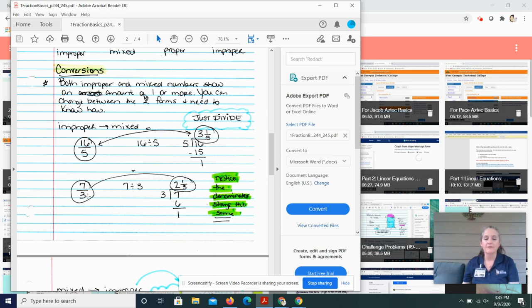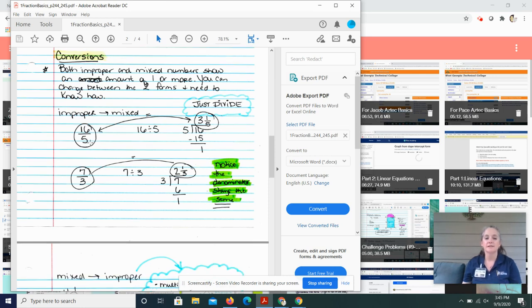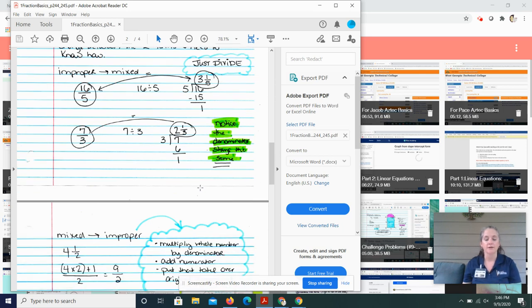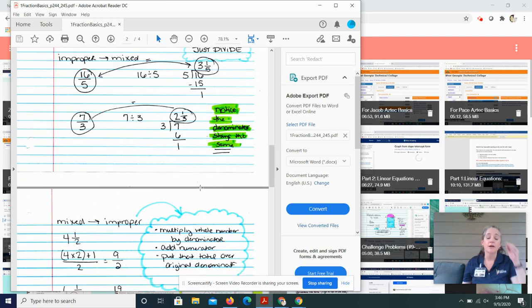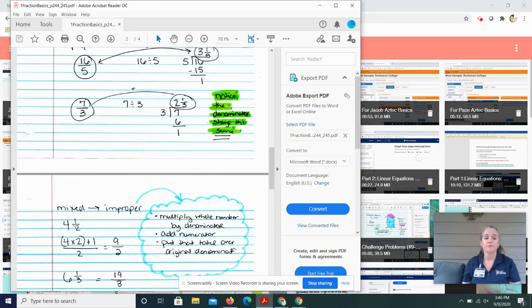Just like on this one, 7 over 3 means 7 divided by 3. 3 will go into 7 2 times. I wrote the 2 there. 2 times 3 is 6. That leaves us a remainder of 1, and remember, that remainder goes over the original denominator. So 2 1/3. Notice on these, 16/5 equals 3 1/5, 7/3 equals 2 1/3. The denominator stays the same in both of them, okay? Don't change the denominator.